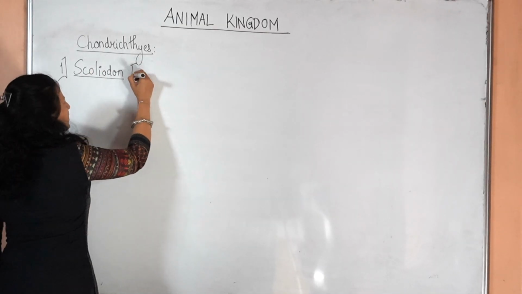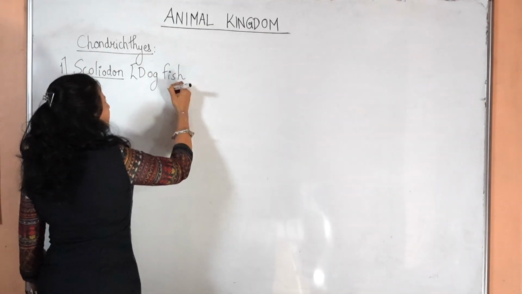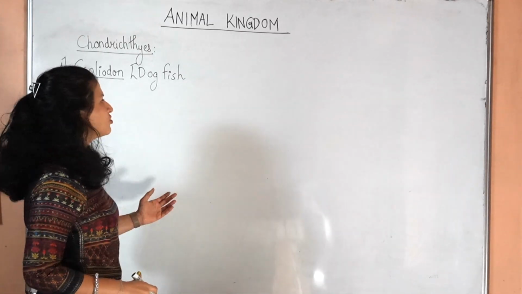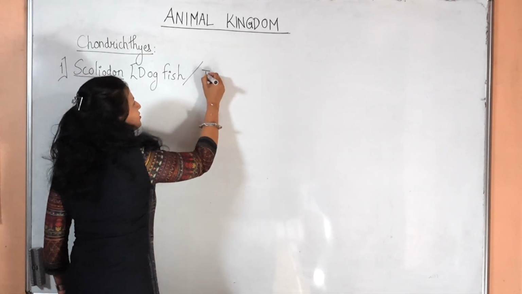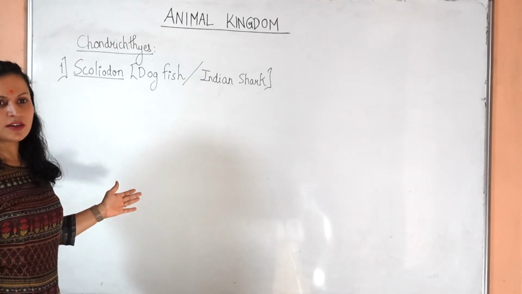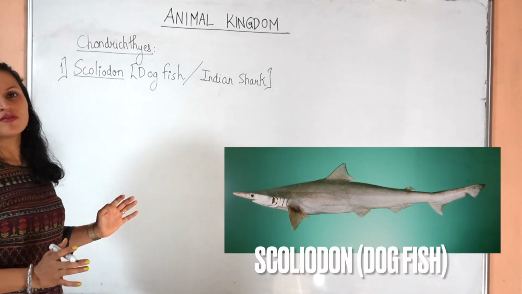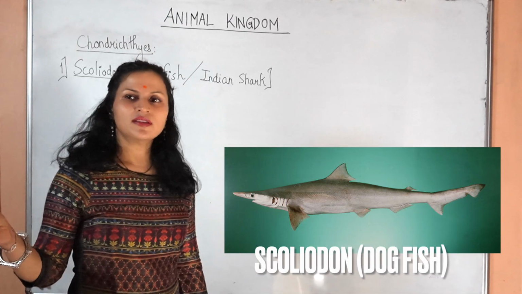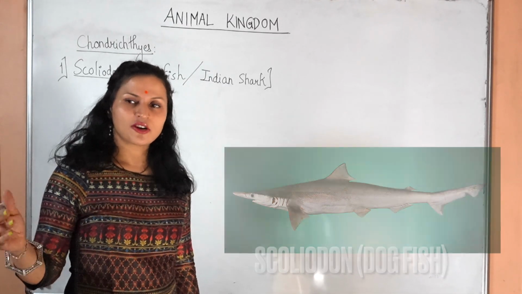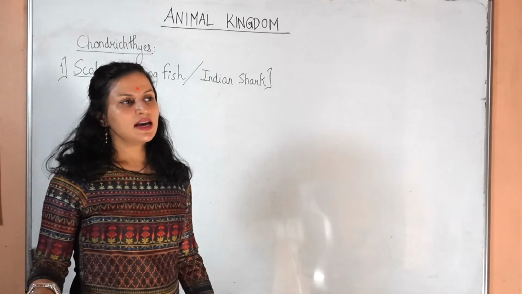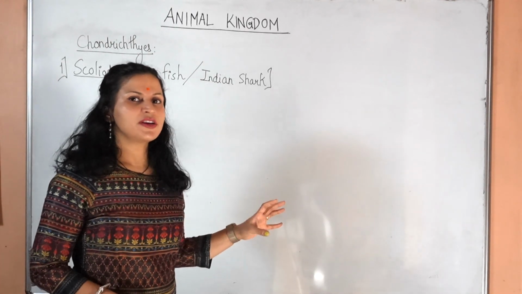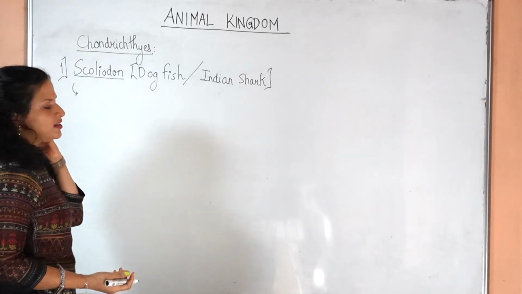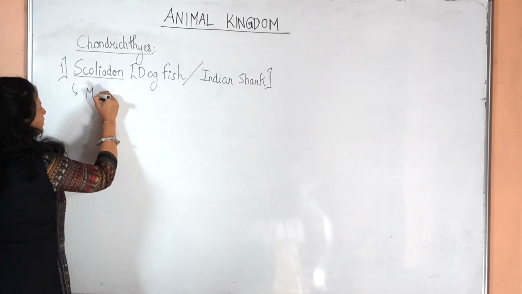Scoliodon, also known as the dogfish, because of its hunting nature. Just like dogs hunt in a pack, they also hunt in a pack. Also called the Indian shark. It is eaten in India, in fact. It's the smaller version of the large sharks that you must have seen in movies and all. The other one, the great white shark, is Carcharodon. We will be looking at it. And this one is the smaller version of it. This is Scoliodon.